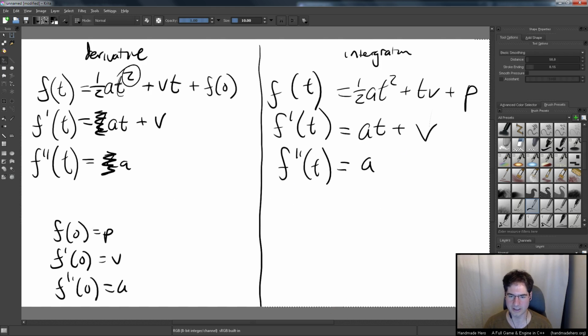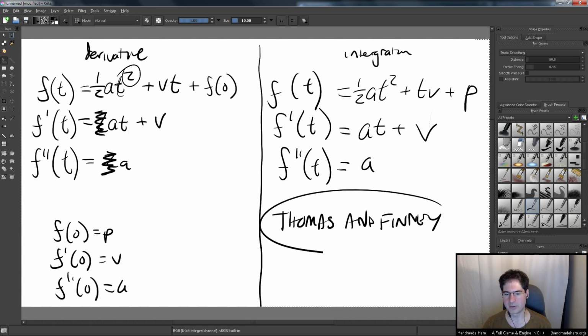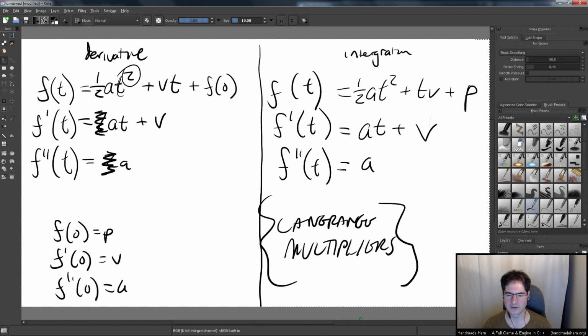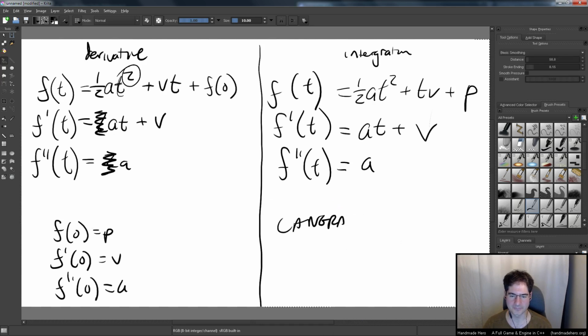It's pretty straightforward, and if you don't know how to do this stuff, Thomas and Finney is your go-to location. Buy this textbook. It is an excellent calculus textbook, and you can learn how to do all the calculus that you want to do. I feel like it even has Lagrange multipliers. One of my favorite things ever, Lagrange multipliers. All right, but we're not going to talk about Lagrange multipliers right now.